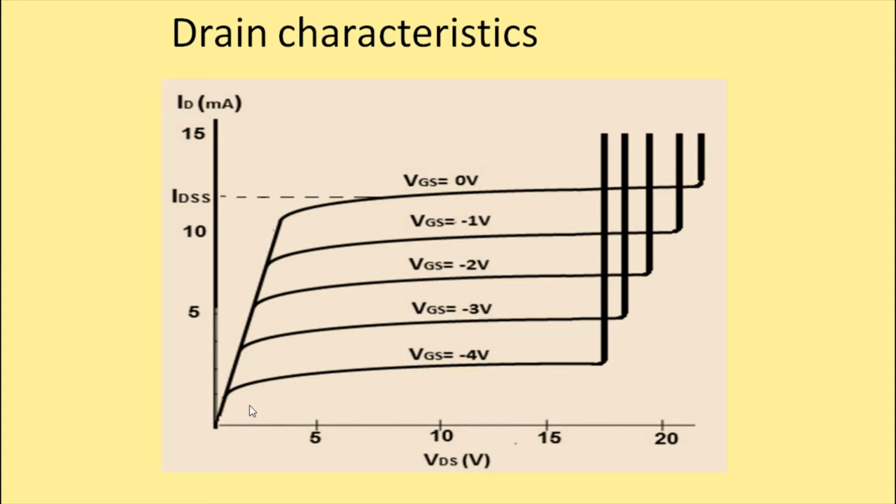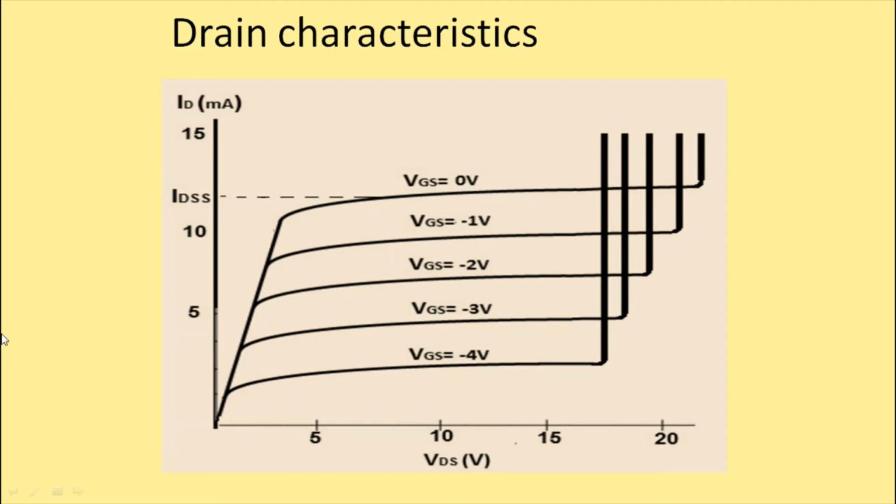This is the characteristic curve for VGS equal to minus 4 volts. When VGS is set at minus 3, this is the characteristic curve here. Like this it goes. And when we set VGS at minus 2 volt, the characteristic curve is something like this. So here I can see 5 different characteristic curves which are plotted for 5 different values of VGS. So this is the drain characteristic.